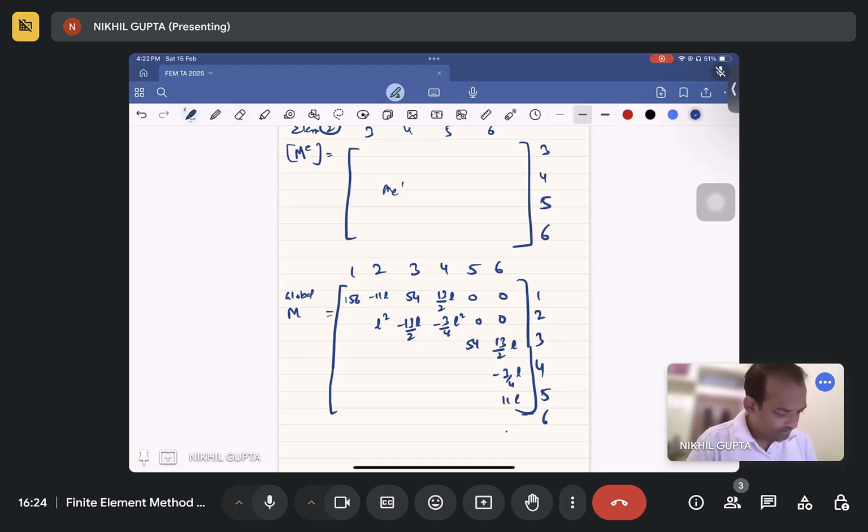11L and L square. Then here it is 156, minus 13 by 2L. This will be 0. This is 2L square. Then 3 by 12. I think this is okay. Then this is symmetric about this. So you get this global matrix.